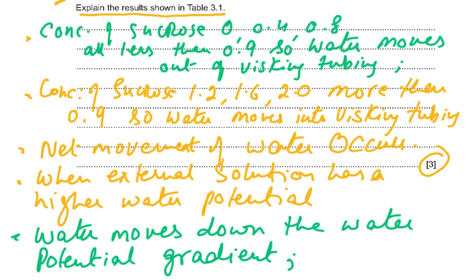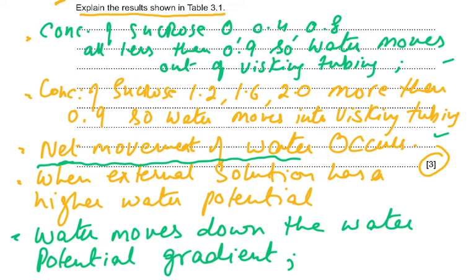The concentrations of sucrose 0, 0.4, 0.8 are less than 0.9, so water moves out of the Visking tubing. This was the first mark scheme point. Then concentrations of sucrose 1.2, 1.6 and 2.0 are more than 0.9, so water moves into the Visking tubing. You have to talk about the net movement of water. That's a very important word, net movement of water. Whichever direction it's occurring, that means the net movement of water is greater at that time, either into or out of the Visking tubing.